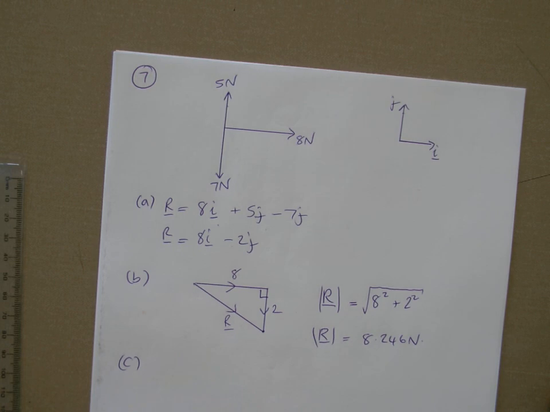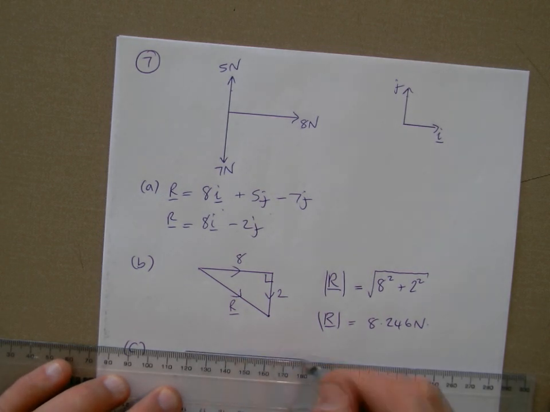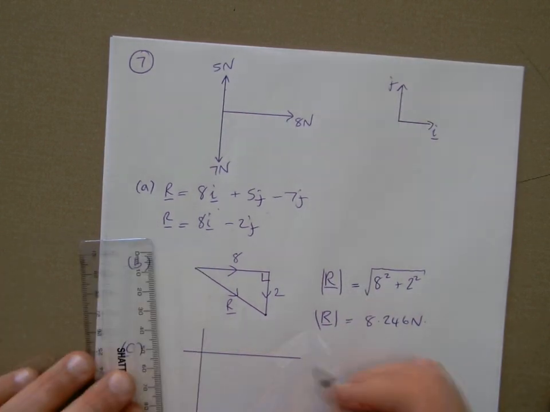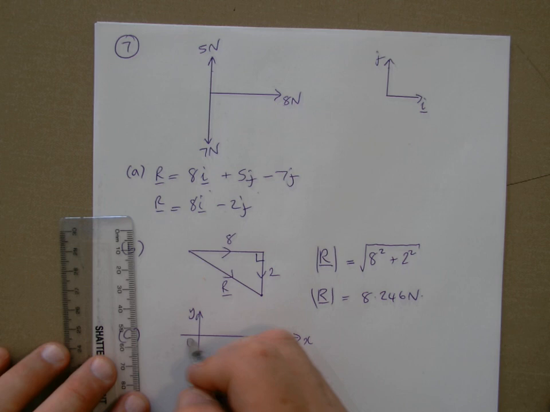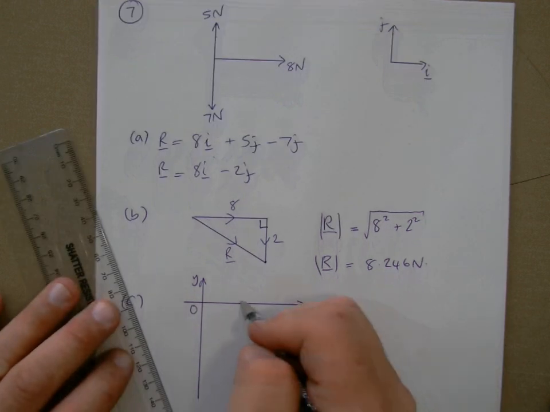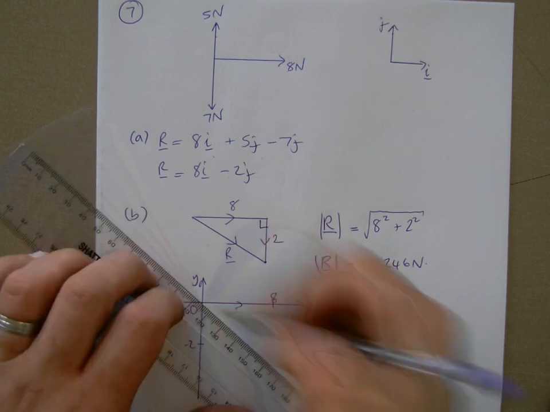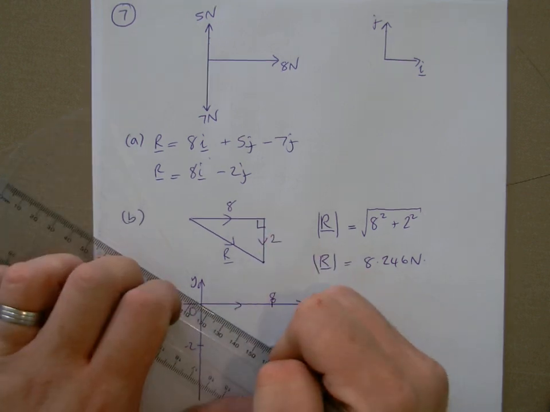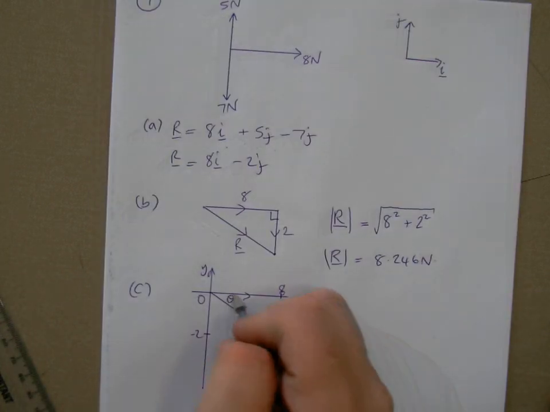Part C then, it says draw a diagram to show the direction of the resultant force and find the angle that it makes with a unit vector i. So effectively, I've already done that here. But the idea they want here is for you to appreciate where that resultant force is going. So we could make it in terms of the x-axis and the y-axis, and we've got the origin here. And we just appreciate, we have gone across 8 to get to there, and then we have gone down 2 to get to here. So the resultant force will be taking you to there.